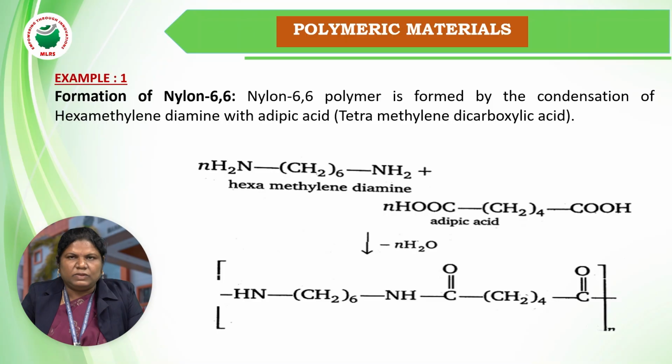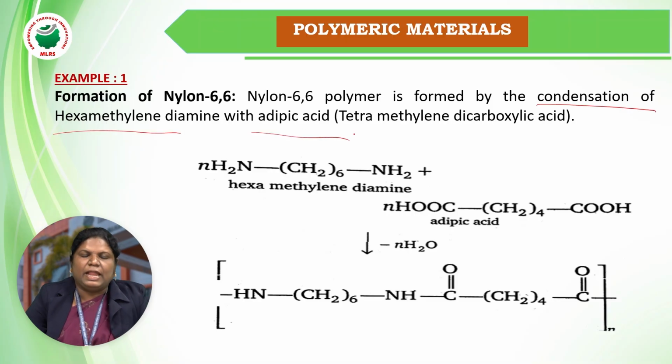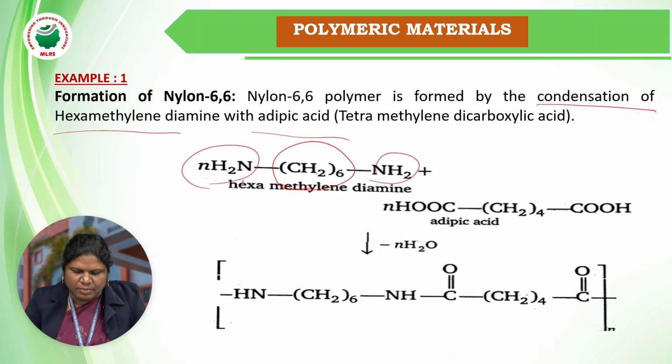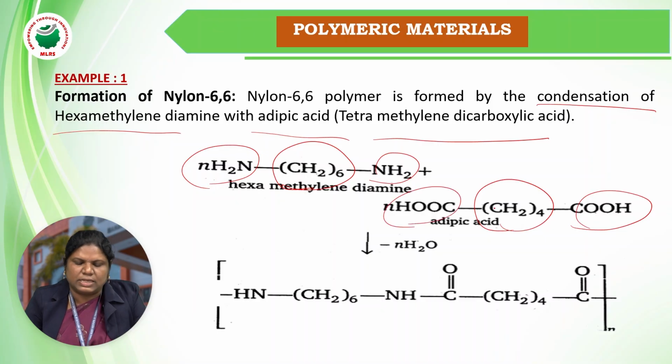One example of condensation polymerization is the formation of nylon 6,6. Nylon 6,6 is a polymer formed by the condensation of hexamethylene diamine with adipic acid. Hexamethylene diamine has 6 methylene groups and 2 amine groups. This is the hexamethylene diamine. It will react with tetramethylene dicarboxylic acid, which has 4 methylene groups and 2 carboxylic acid groups. It is also called adipic acid.